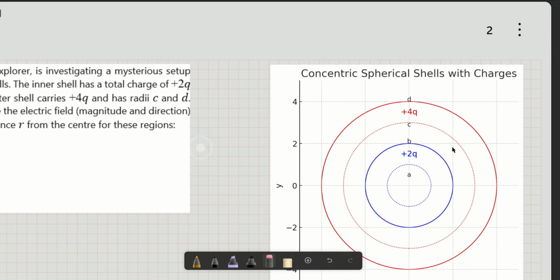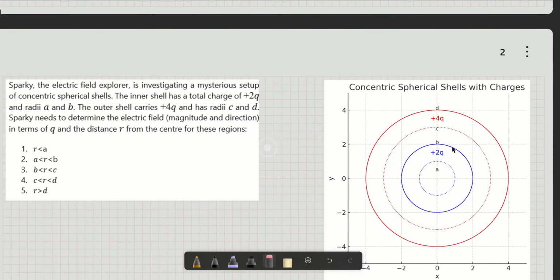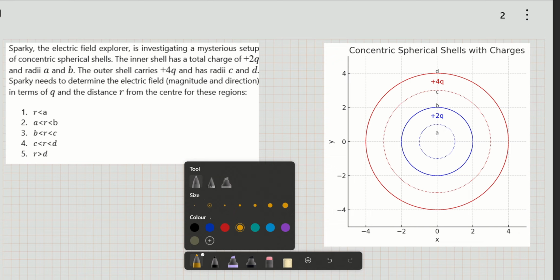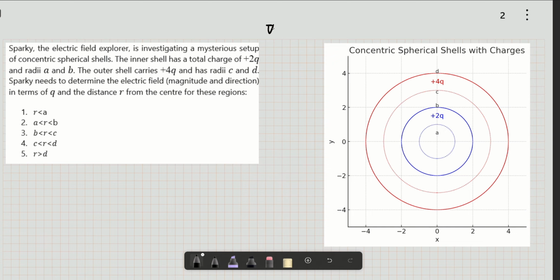This is how we would interpret the visualization of the graph. We have the a, b, c, d shells, positive 2q, positive 4q. Because this is a conductor, based on our definition, the electric field inside of a conductor must be 0, and it is 0.